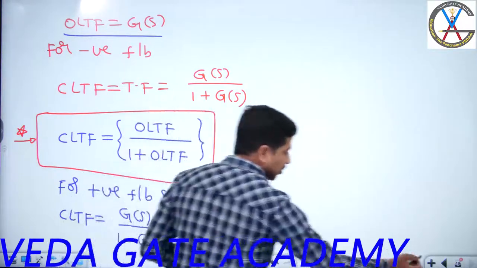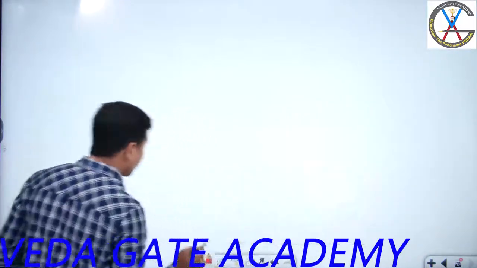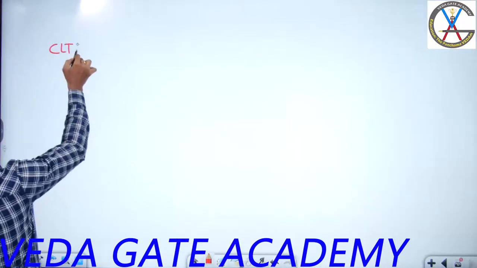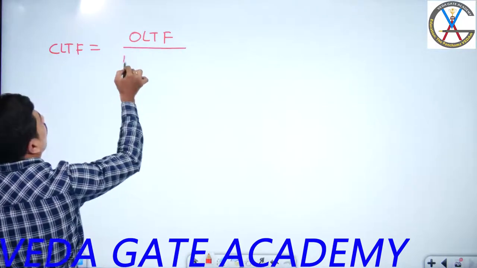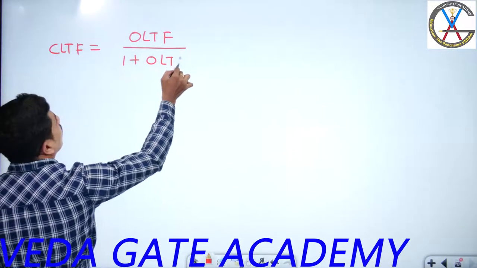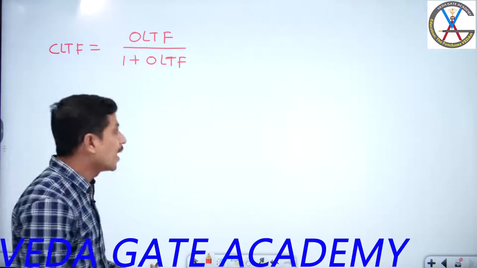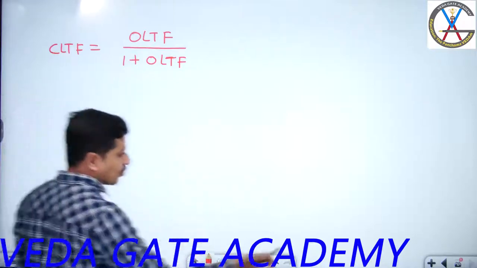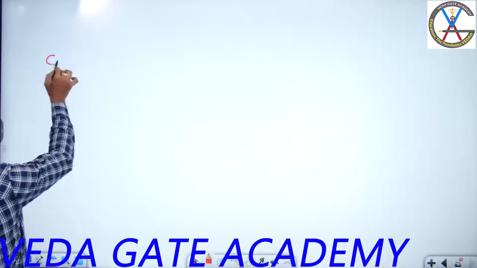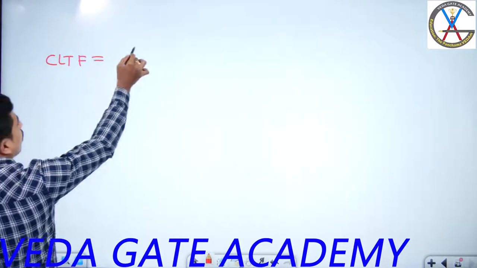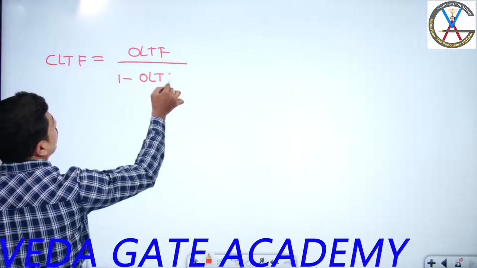Let me write it on the next page clearly. CLTF is equal to OLTF by 1 plus OLTF. For negative feedback or positive feedback? For negative feedback. Why are we writing on different pages? Let me tell you. CLTF is equal to OLTF by 1 minus OLTF.